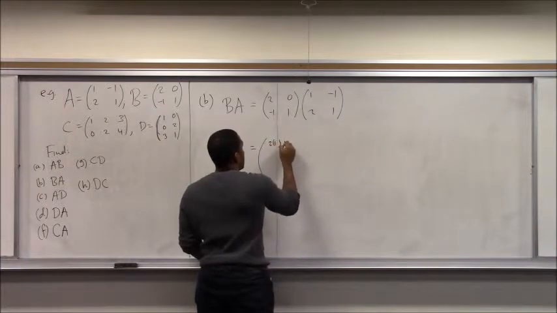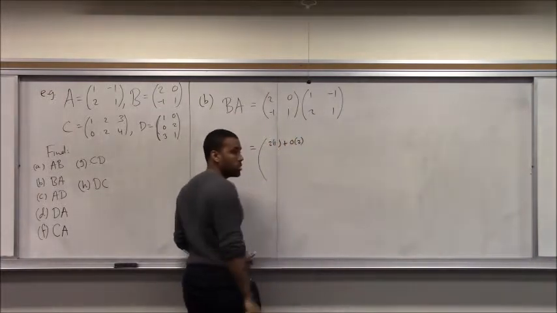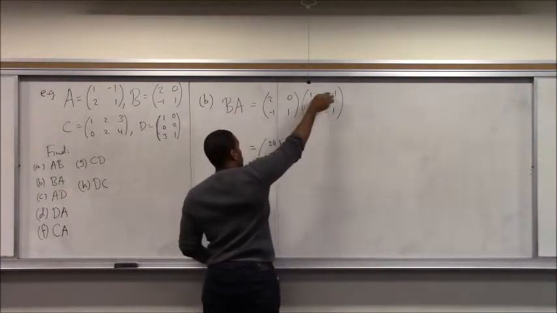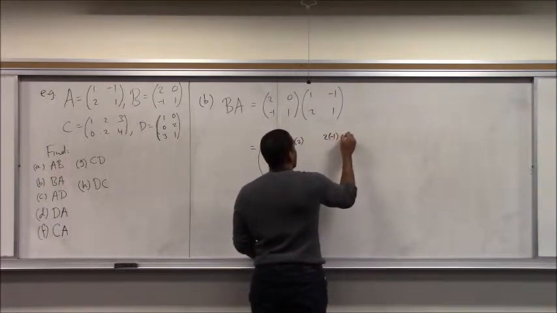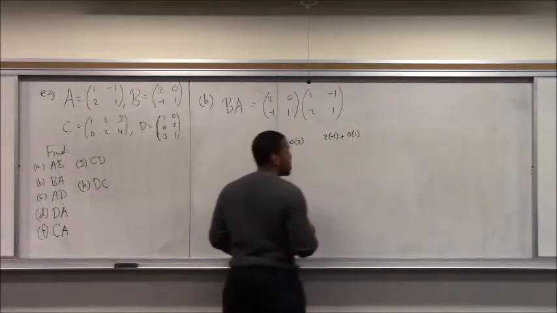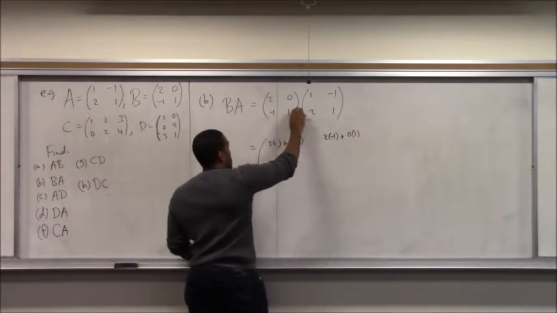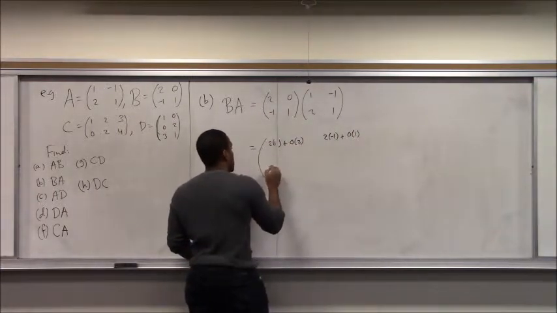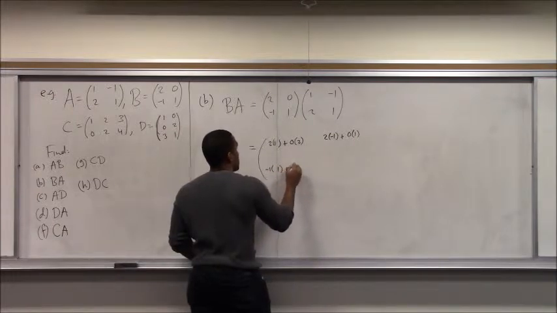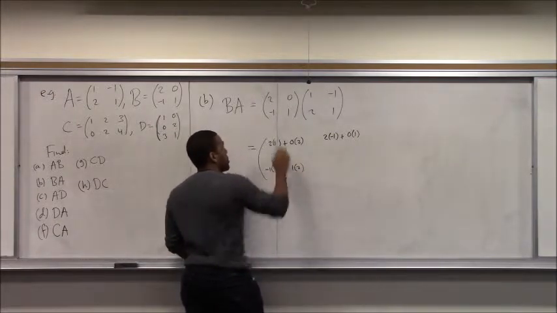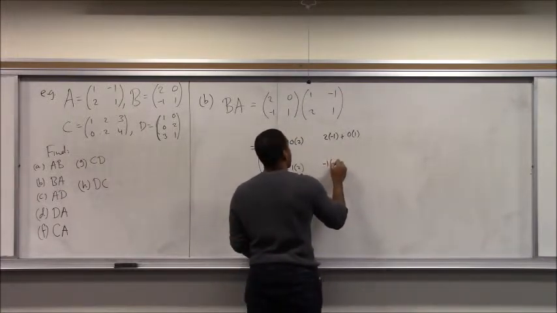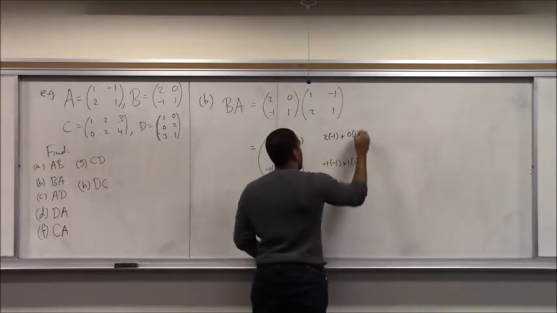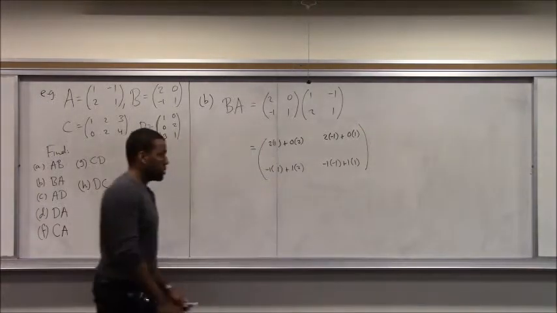2 times 1 plus 0 times 2. First row times second column goes into second position. 2 times minus 1 plus 0 times 1. Second row times first column goes here. Second row times second column goes here. That's the matrix.